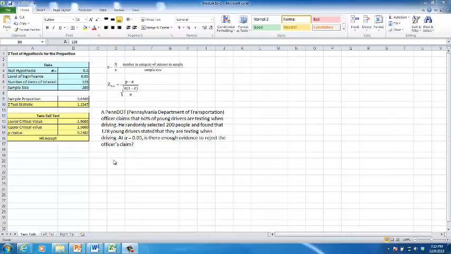That's the question here. Now let's enter our data, which is 60% for the population proportion, 5% significance level, and 128 say they are texting when driving out of 200 sample. That means 64% for the sample, 64% say they text when they drive. Now, is this 64% significantly different than 60%? That's the question again. So I'm looking to see if the 60% claim is correct or not.